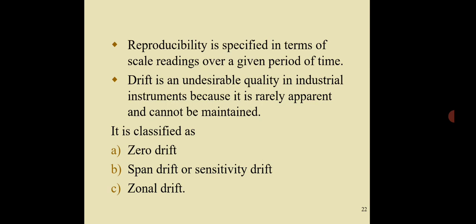Next, what is drift? A drift is an undesirable quality in industrial instruments because it is rarely apparent and cannot be maintained. So in industries, whatever instruments we are going to use, in those particular instruments there will be a certain change, and that deflection is known as a drift. Basically a drift is classified as zero drift, span drift or sensitivity drift, and the third one is zonal drift.